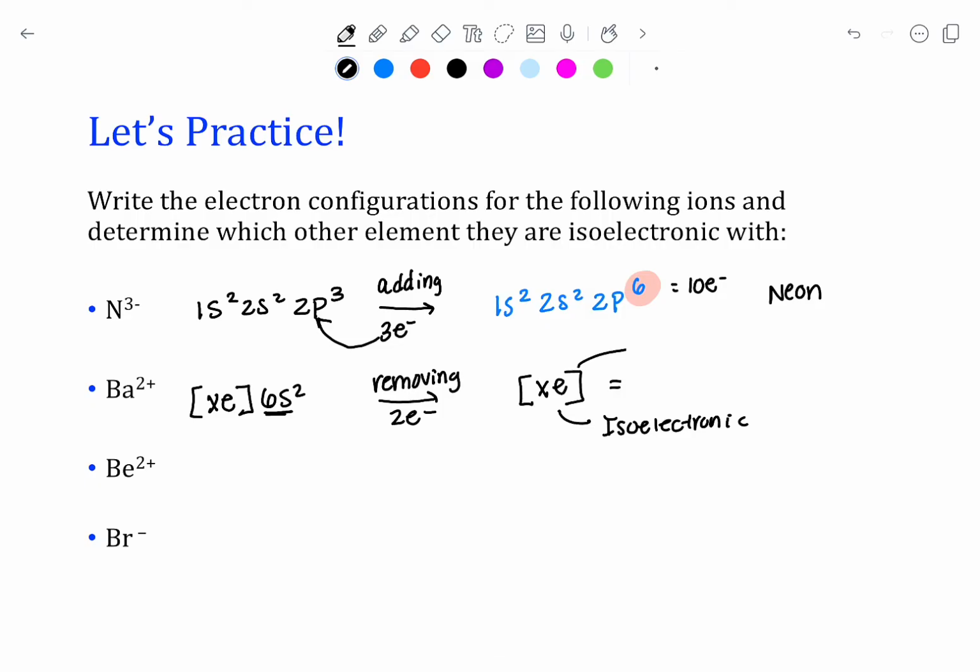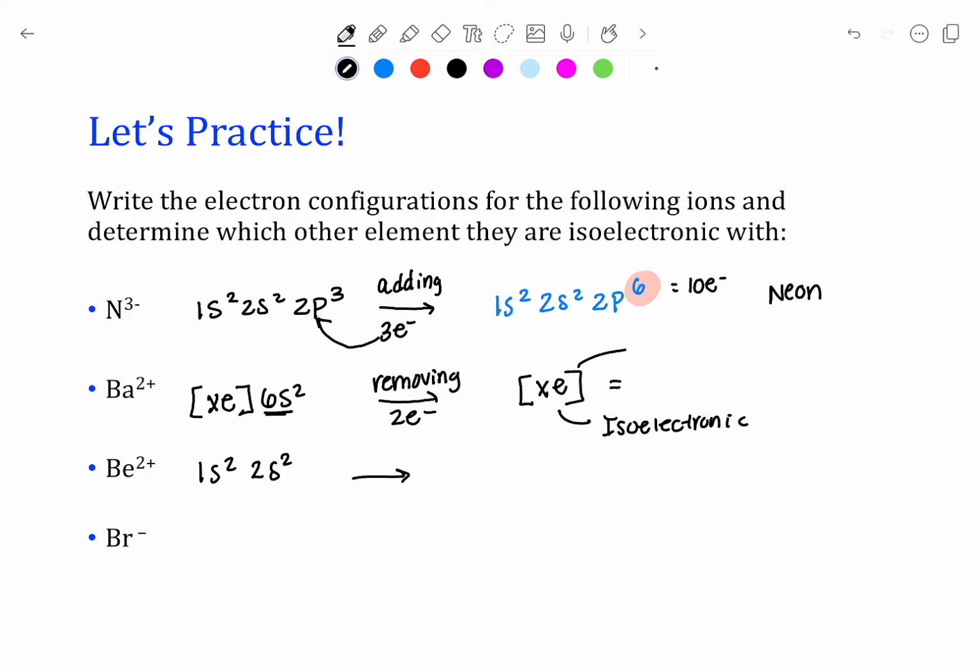Let's try this again with beryllium. Feel free to pause the video and try this one on your own, and try the next one as well on your own, just to see if you're getting a handle on it, and then check your work with what I'm doing. Beryllium is element number 4, so we only have 4 electrons. So we have 1s2, 2s2.